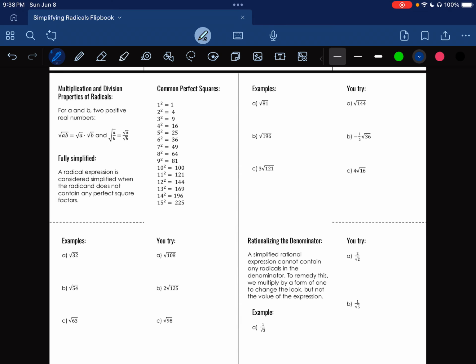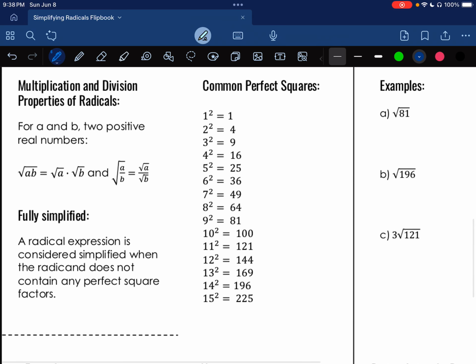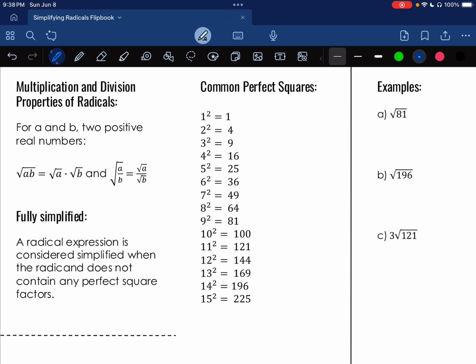So, a couple of things before we get started. Multiplication and division properties of radicals. You may have seen these before, but they're good to recall. For two numbers A and B, they're positive real numbers, right? Can't have any negatives going on under there. Then the square root of A times B is equal to the square root of A times the square root of B. And the square root of A divided by B is equal to the square root of A over the square root of B.